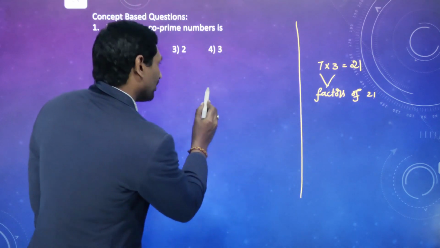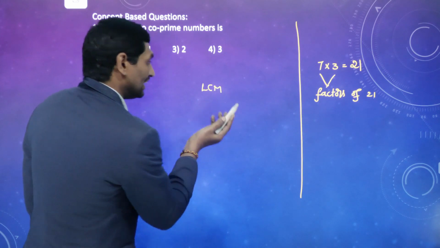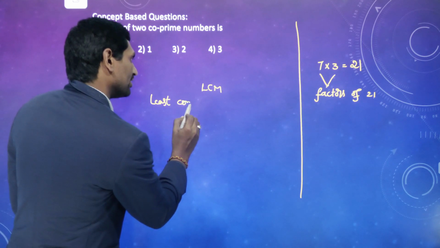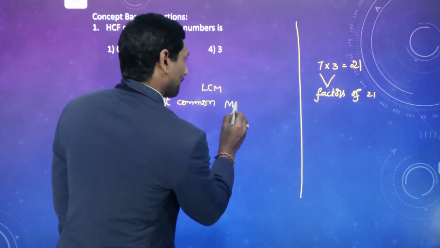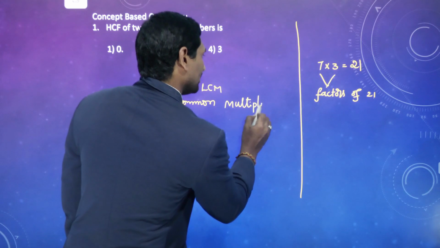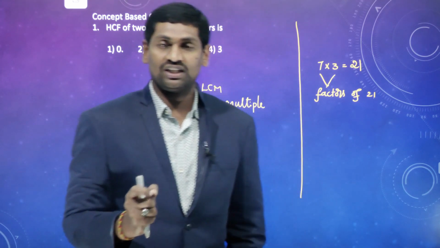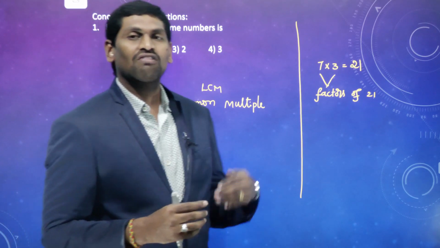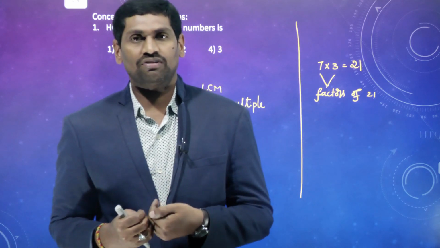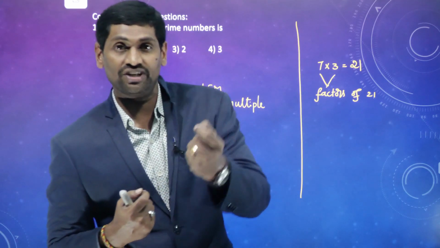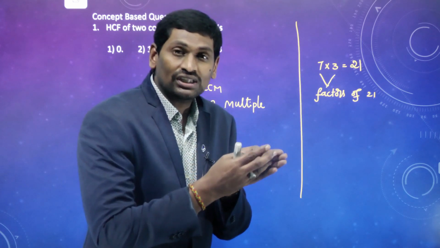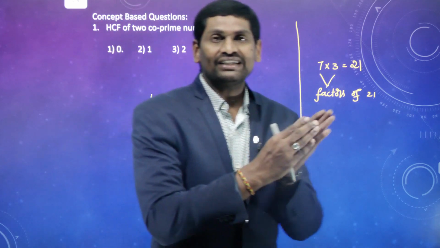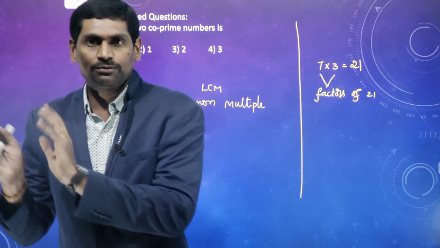LCM is nothing but least common multiple. LCM means least common multiple, right? So there are multiple ways to find the LCM of any two numbers or more than two numbers. For example, we can just identify their multiples. We have to find the multiples of each and every number, then find the least among them. So that is one of the methods. So by directly writing multiples, we can find the least common multiple, LCM.